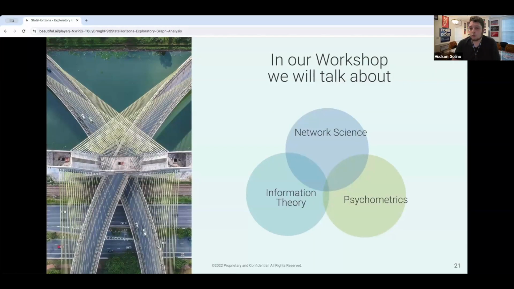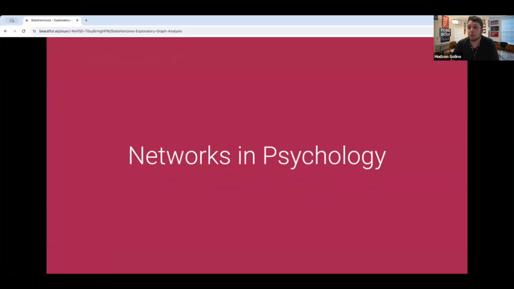So in our workshop, we're going to blend three different areas. We're going to blend network science with psychometrics and information theory. The intersection of the three is what we call the exploratory graph analysis approach, and that's what we are going to learn. So let's talk about the development of networks in psychology.